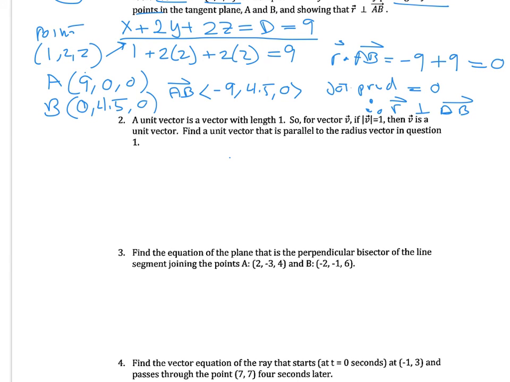All right. Number 2, a unit vector is a vector with length 1. So for a vector v, if the magnitude of v is 1, then v is a unit vector. Find a unit vector that's parallel to the radius vector in question 1. The radius vector in question 1 was this 1, 2, 2. So we just need to find a vector that's parallel to this that has a length of 1.